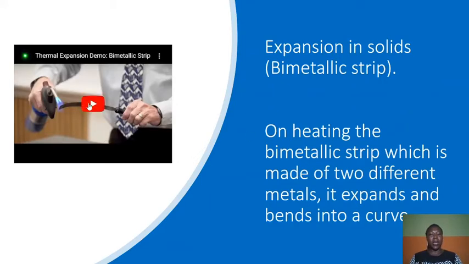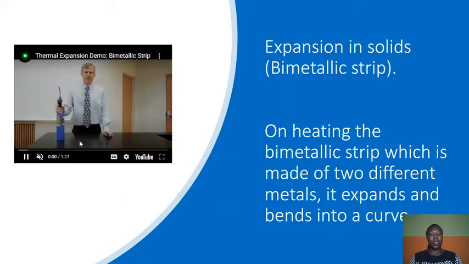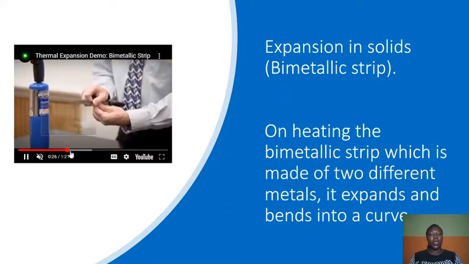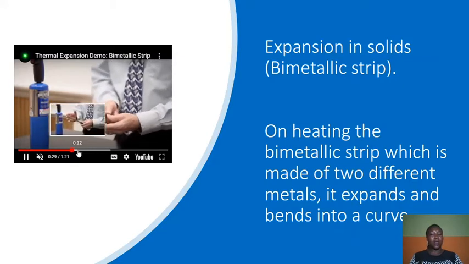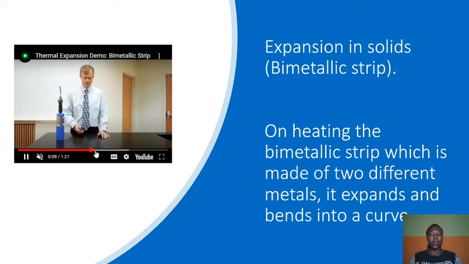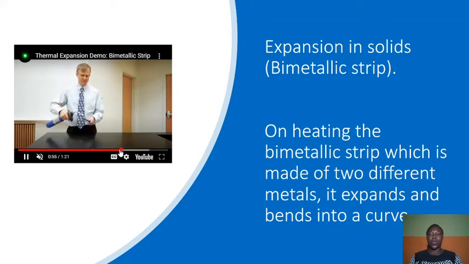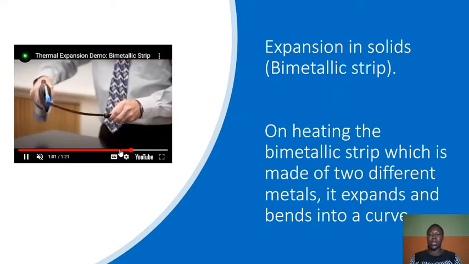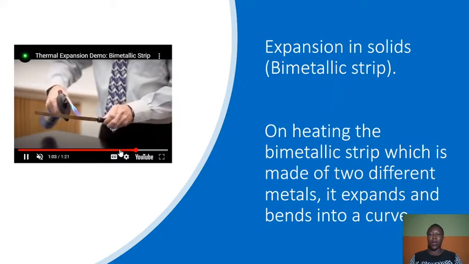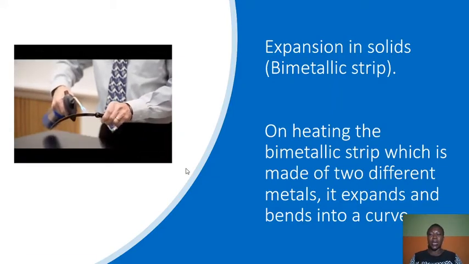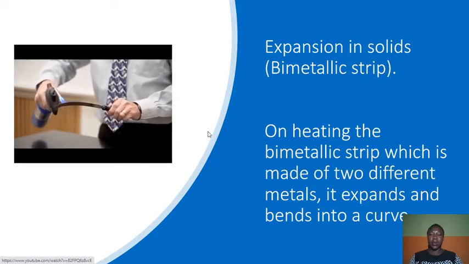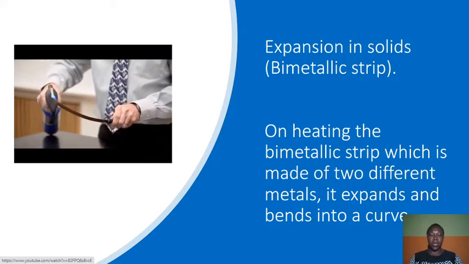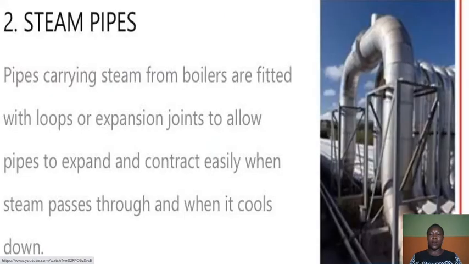Expansion in solid can further be explained using the bimetallic strip. A bimetallic strip is the joining together of two metals of the same material or of different materials. Initially, when heat is not applied, according to the video, we see that it is a straight bimetallic strip. But when heat is applied to it, we see that the strip begins to bend into a curve, showing that it has what? Expanded. On heating, the bimetallic strip, which is made of two different metals, expands and bends into a curve.